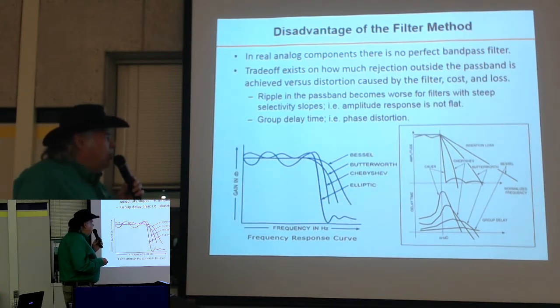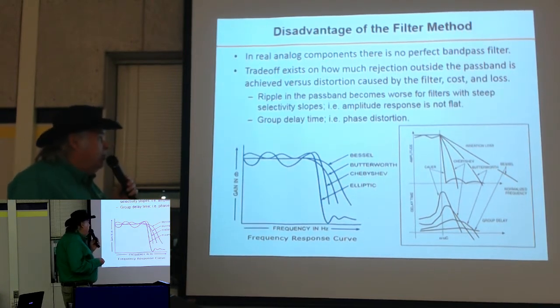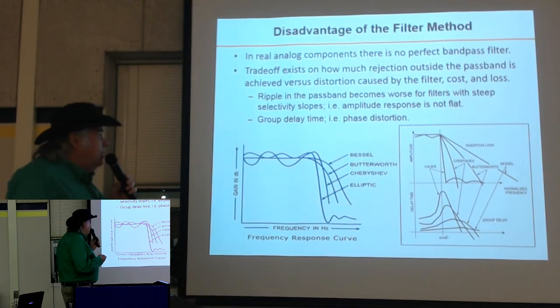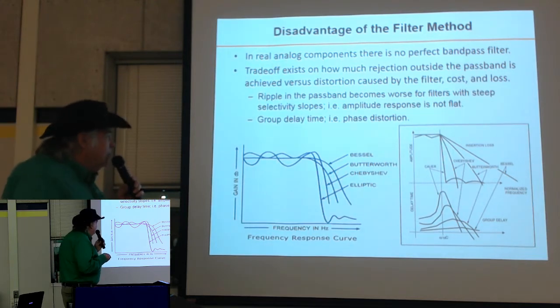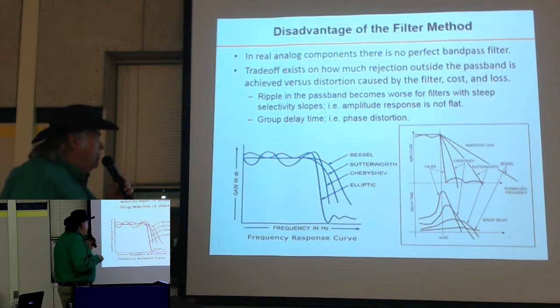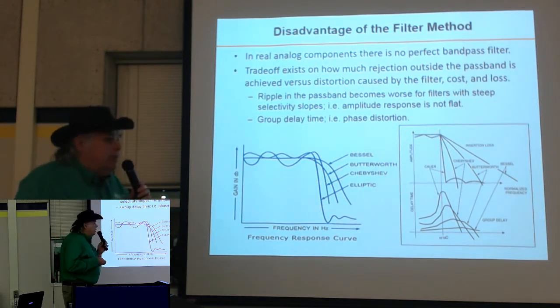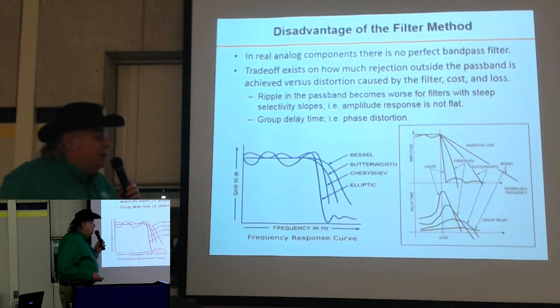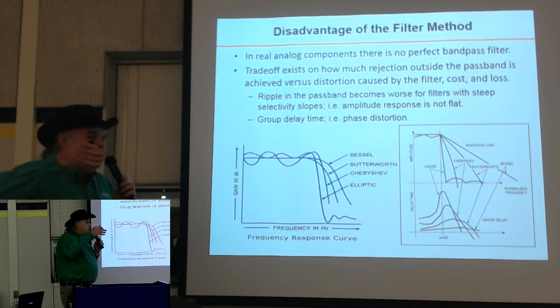So one of the problems is, for a very steep response and a high amount of rejection, I tend to get more distortion in two ways. One is the response of the filter within the passband, that is the frequencies we want to pass, becomes more erratic and varies. And the second thing is something we call group delay time, which is phase distortion. What that is: as a signal goes through a filter, different frequency components actually propagate through the filter at different times or different speeds.